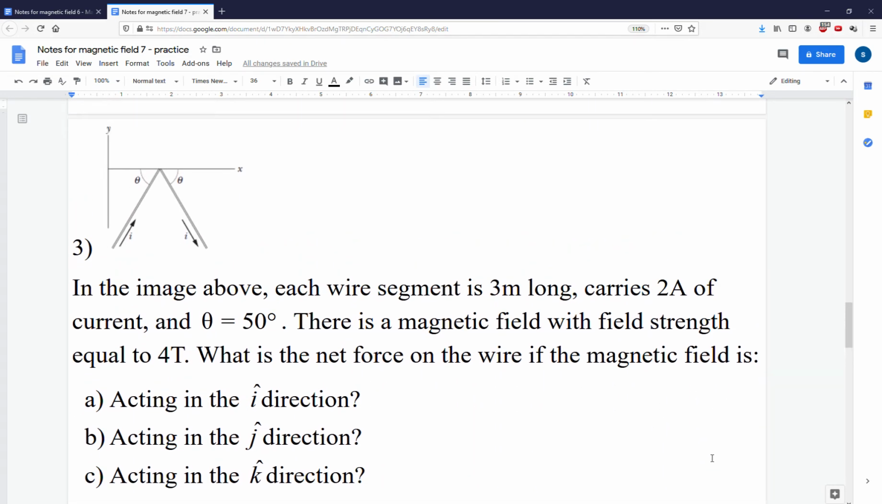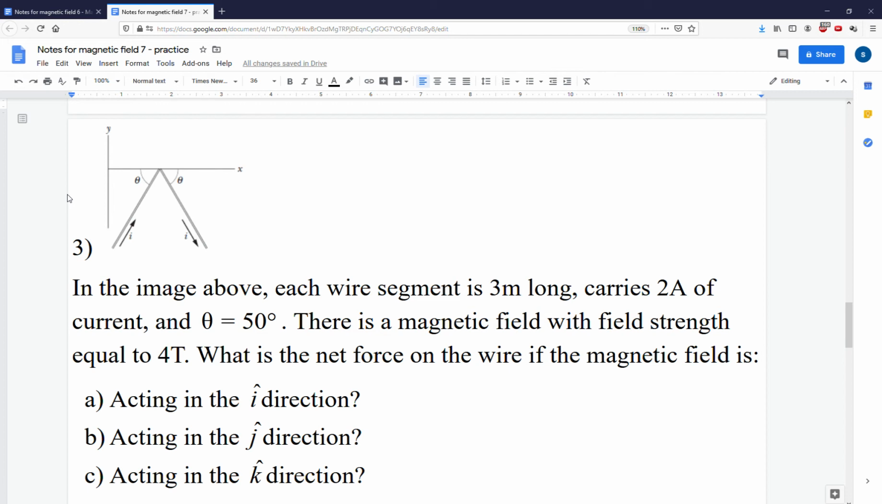Problem number 3. In the image above, each wire segment is 3 meters long, carries 2 amperes of current, and has an angle theta, right here, of 50 degrees. There is a magnetic field with a field strength equal to 4 Tesla. What is the net force on the wire if the magnetic field is A, acting in the I hat direction, B, acting in the J hat direction, and C, acting in the K hat direction?